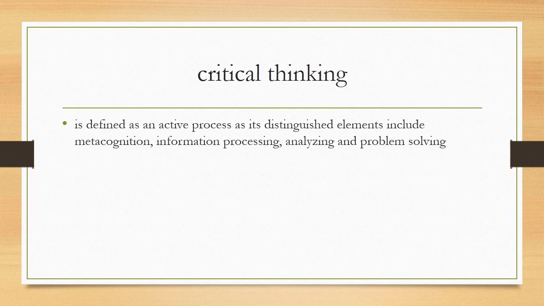Definition of critical thinking: it's an active process, as its distinguished elements include metacognition. Let's see the sub skills of critical thinking: metacognition, information processing, analyzing, and problem solving. Take care of those sub skills of critical thinking. So while thinking critically, you can do all those processes: metacognition, information processing, analyzing, and problem solving.